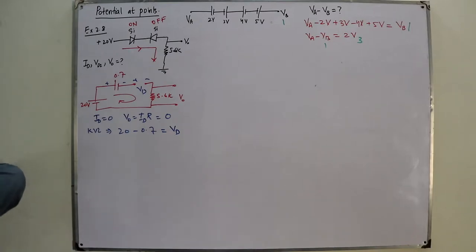Where is it? Why is it showing us 20 volts?